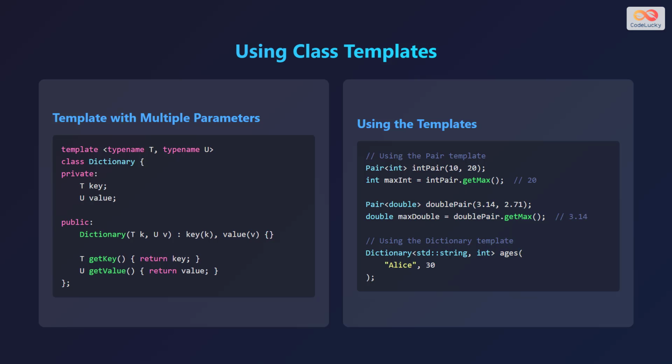Now we will look at how to use the templates. The code demonstrates how to use the Pair and Dictionary class templates with different data types. It creates instances of Pair with int and double, and an instance of Dictionary with string and int. It then calls the getMax function on the Pair instances and stores the results in maxInt and maxDouble.